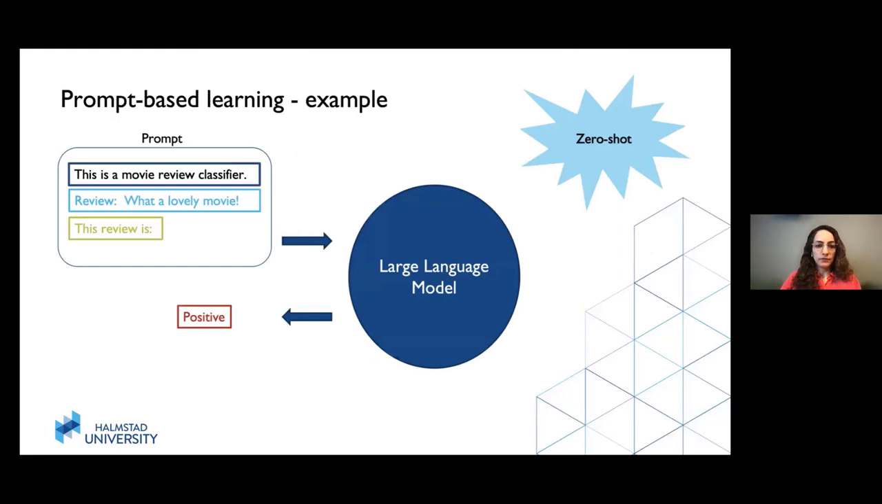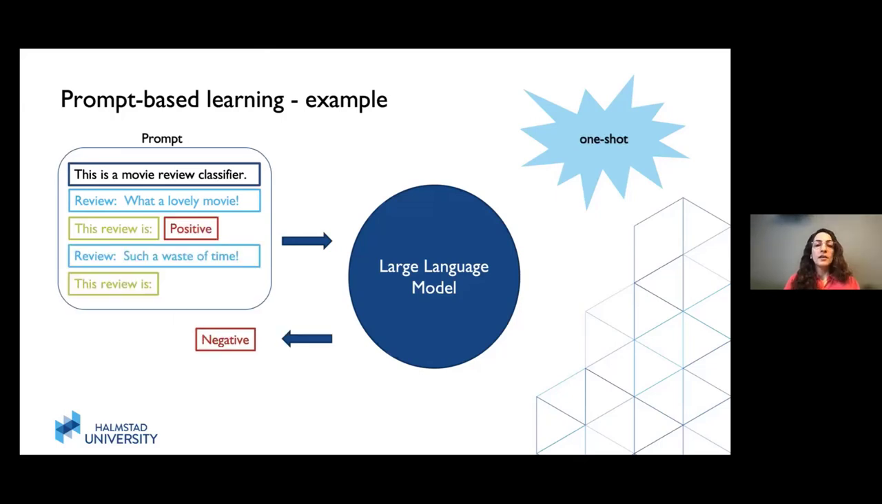So I provide some examples of this prompt. You see the prompt, and I try to put some colors because of the context. The first thing you provide in the prompt is the context. So this example is about a movie review classifier. And then basically you can provide no examples, but you can ask the model to generate in the way you want. So, what a lovely movie, and the review is, and you don't provide an answer for it. And you expect the model to generate positive for you. And this is called zero shot. So I don't provide any examples. Zero shot learning means that I don't have any examples.